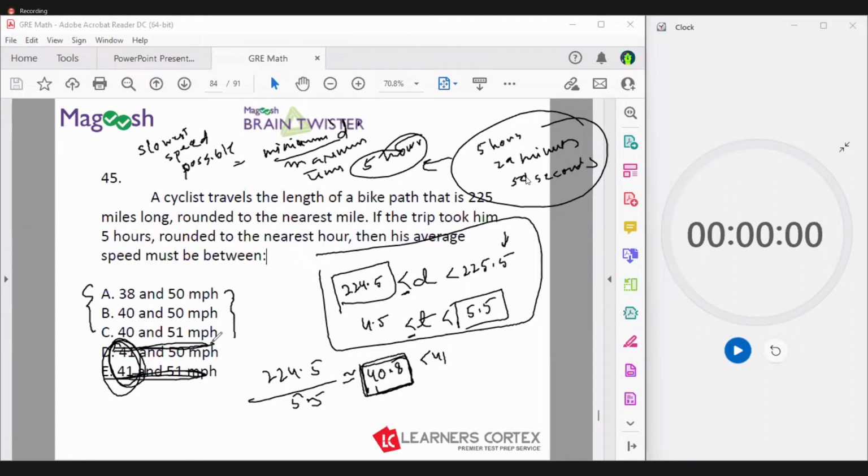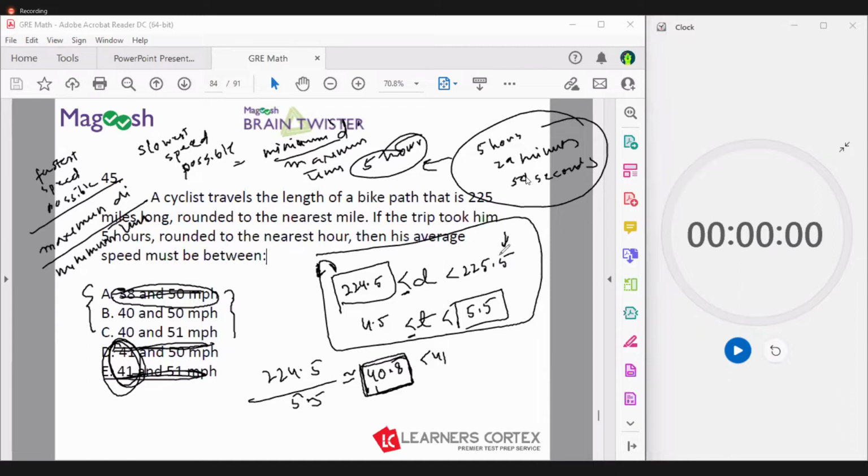Now, since the cyclist has not covered any distance below this, then this particular speed will also not apply. Why? Because 38 is an answer which cannot be possible. Now, the fastest speed possible comes from maximum distance covered over minimum time taken.